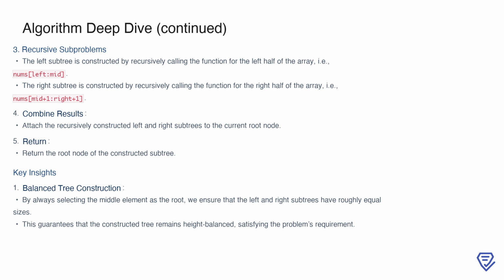After constructing the left and right subtrees, we attach them to the root node. Finally, we return the root node of the constructed subtree. This process repeats until the entire tree is built. By always choosing the middle element as the root, we ensure that the left and right subtrees are roughly of equal size, maintaining the height-balanced property. This approach systematically guarantees that the resulting tree satisfies the problem's requirements.